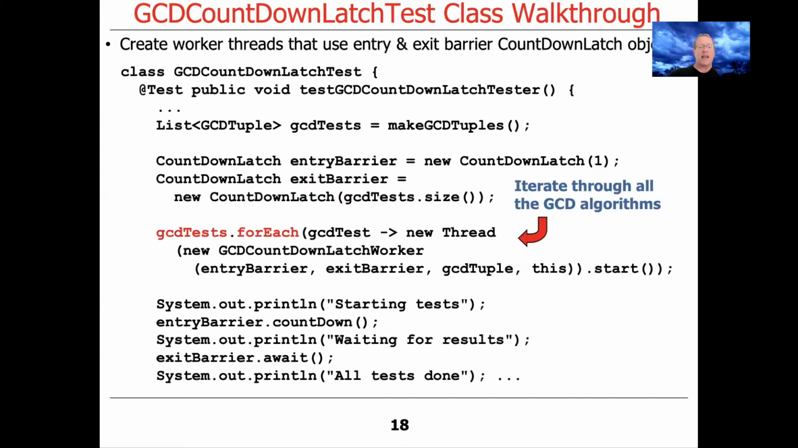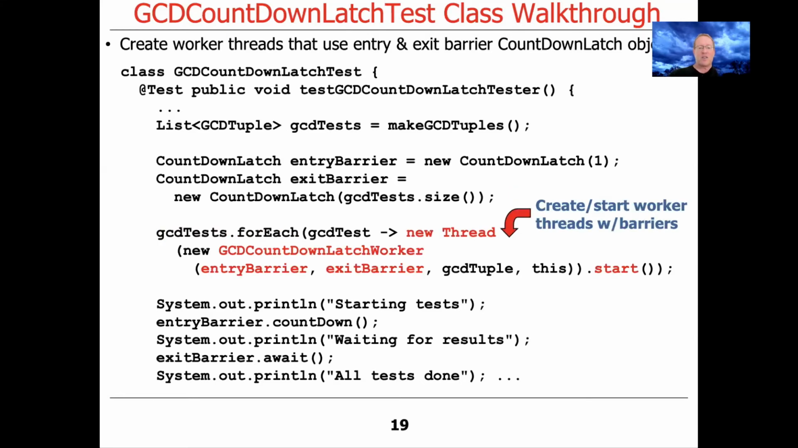We then make a new thread that's going to run the CountDownLatchWorker class, and it's going to do that for each of the tests that we're running. So for each of the tests, it's going to create a new thread and start that thread. You can see here that it's going to start each of these threads. Again, we have 4 algorithms, so we'll have 4 threads.